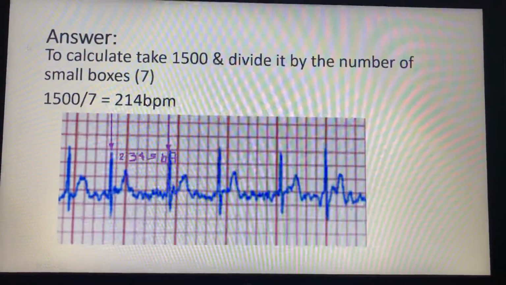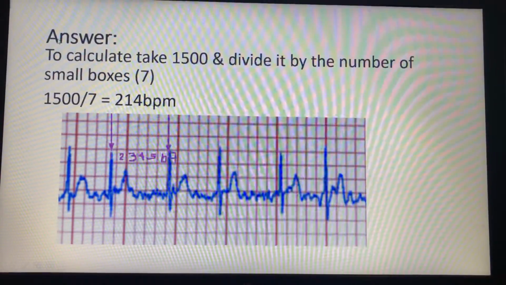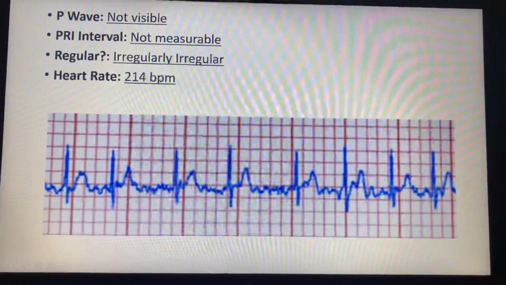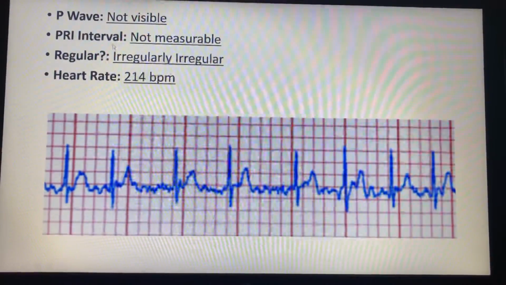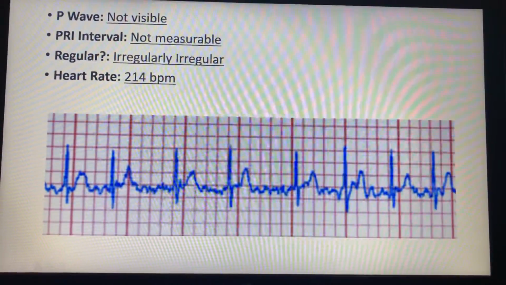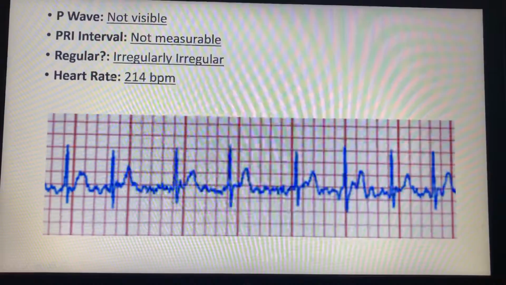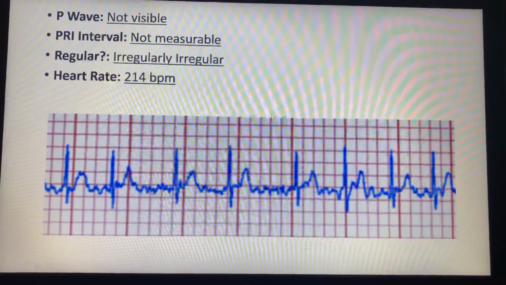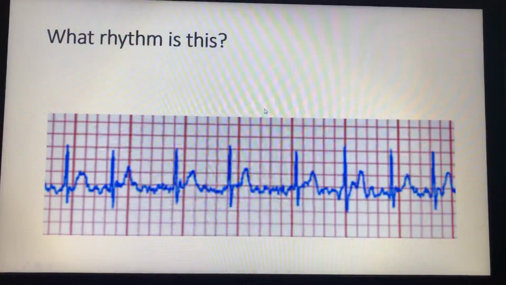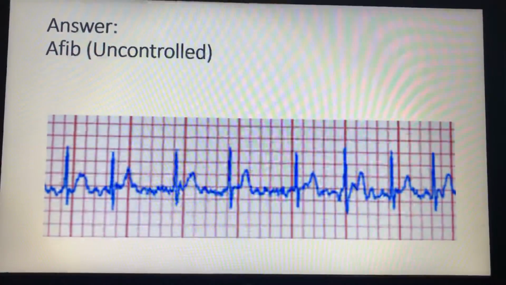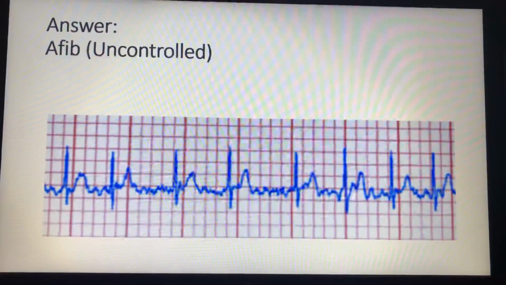Okay. Alright. So, we've determined our P wave is not visible. Our PRI interval is not measurable. It's irregularly irregular, and your heart rate is 214 beats per minute. What rhythm is this? Answer, AFib, uncontrolled. Again, why? Look at the heart rate.